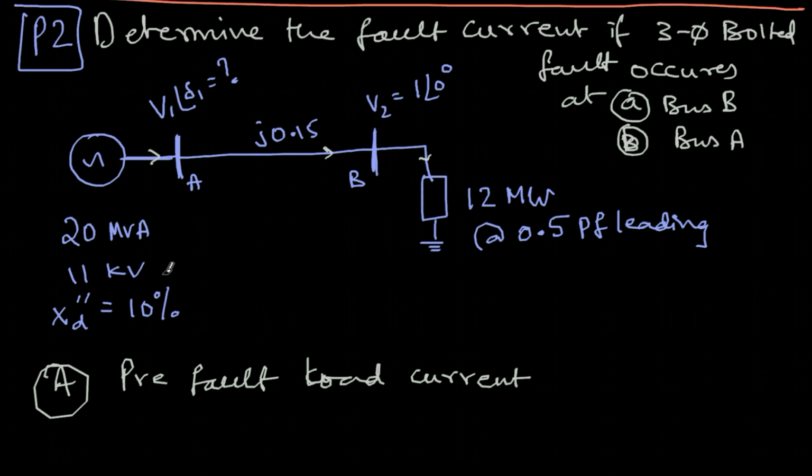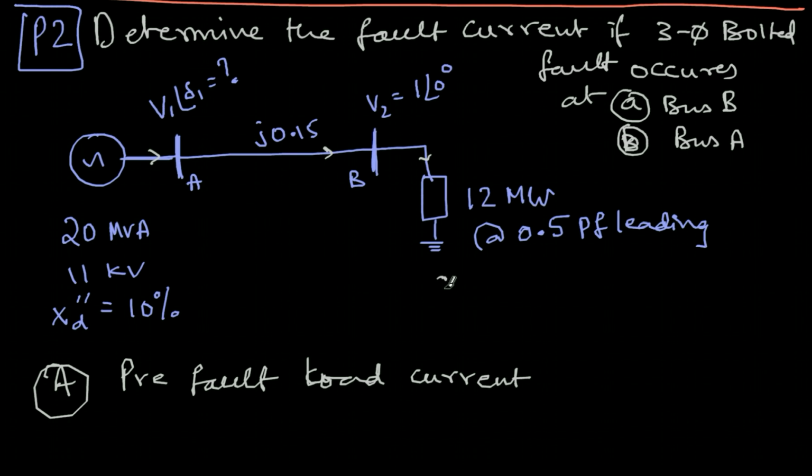So what is the load? 12 megawatt at 0.5 power factor leading. Because this is given, and the machine rating is given as 20 MVA and 11 kV, and X_d double dash is also given, I will assume 20 MVA as the system base and 11 kV as the base voltage. There are no transformers in this, so it is easy. So the base is 20 MVA and 11 kV.